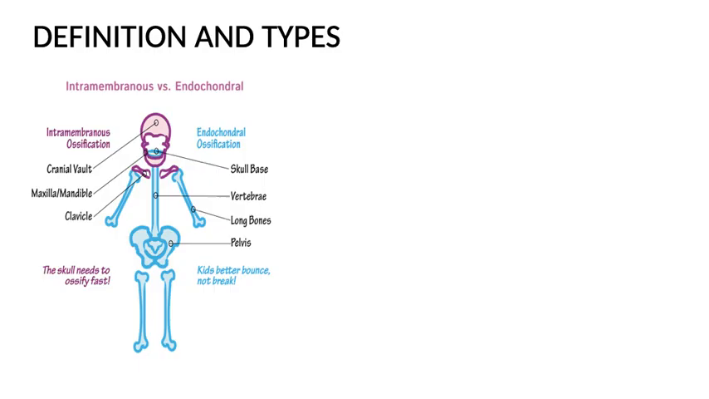So this diagram is basically showing you structures that develop from the intramembranous ossification. You can see the skull and the clavicle, and then the blue structures are showing you things that develop via the endochondral ossification. You can see the long bone, the vertebra, the pelvic girdle, and also the other long bones, which are tibia, ulna, radius, and the rest.